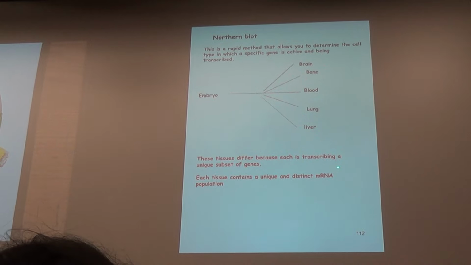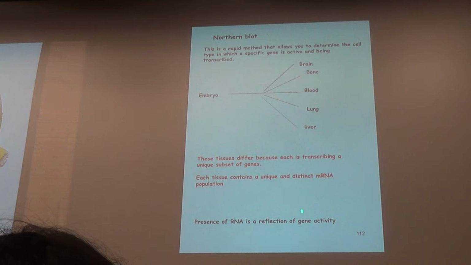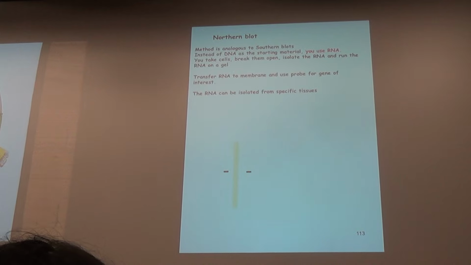So each tissue contains a unique and distinct messenger RNA population. The presence of the RNA in this mixture is a reflection of gene variation. Northern blots are basically like Southern blots, but instead of DNA as the starting material, you're using messenger RNA. You take the cells, you break them open, you isolate the RNA. And now the difference is, remember, restriction enzymes do not digest RNA.